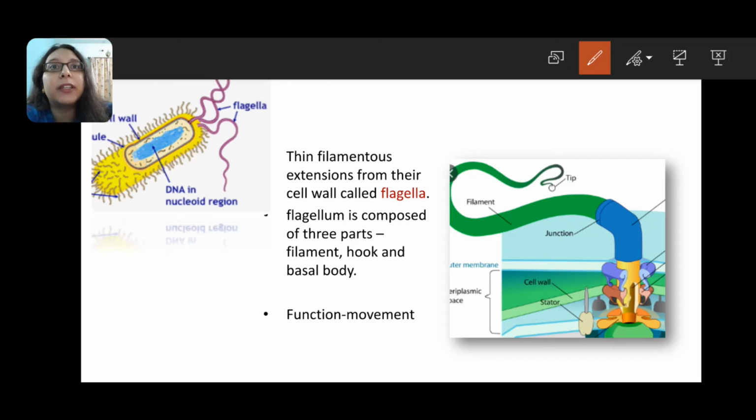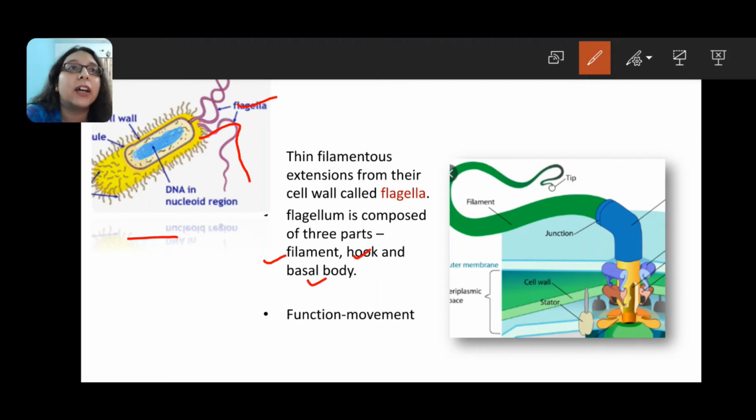You see this bacterium over here. This rod-like structure which is extending outside is the flagellum. This flagellum helps in propulsive movement. It moves and helps in the forward movement of the bacterium. The flagellum is further composed of three parts. The first is the filament, then we have the hook, and the last is the basal body.